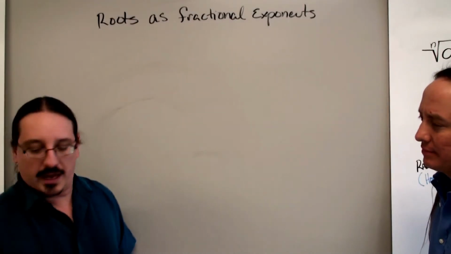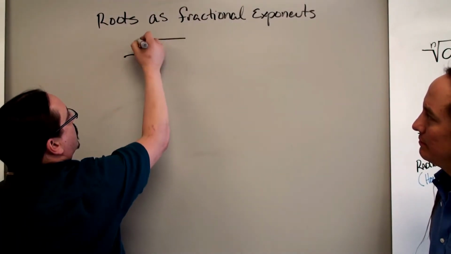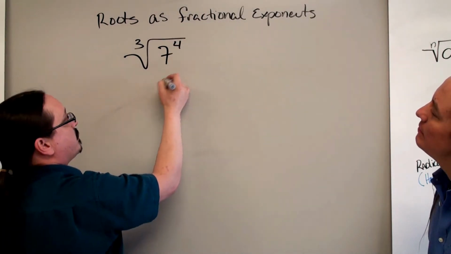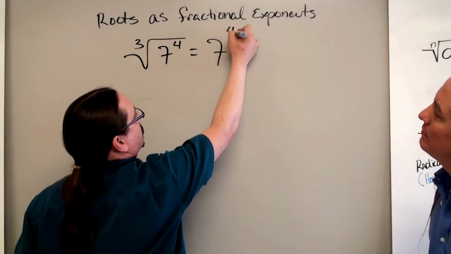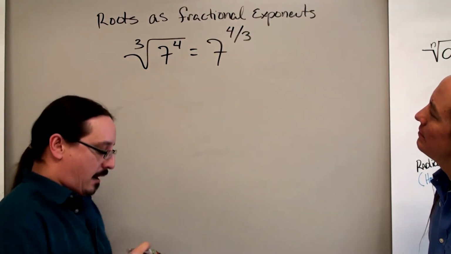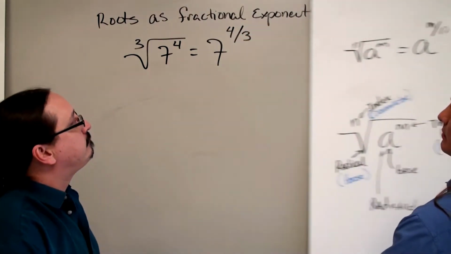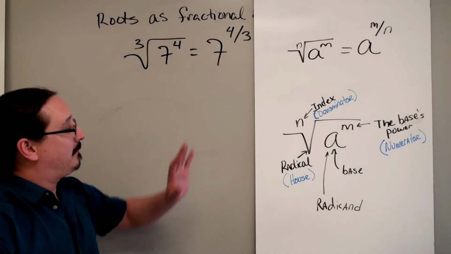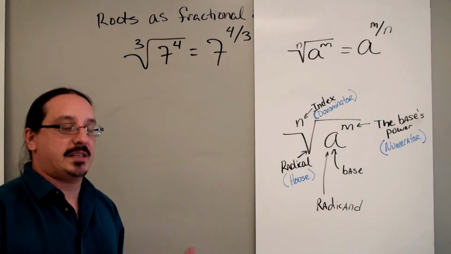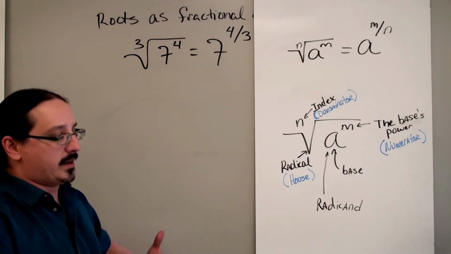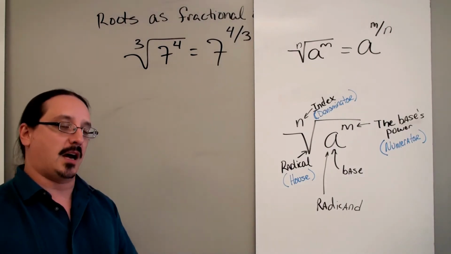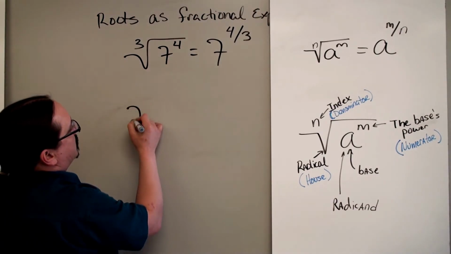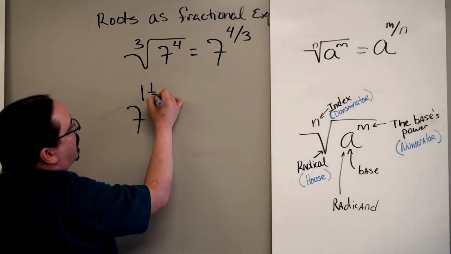So we have, let's put this up here, 7 to the 4th. As a fraction, this would be 7 to the 4 thirds. Fractions are always division problems. It's always telling us to divide numerator by denominator. In this case, we have 7 to the 1 1/3.